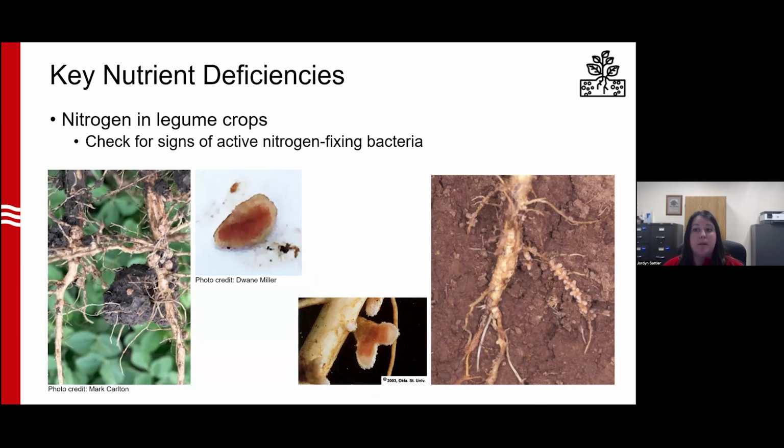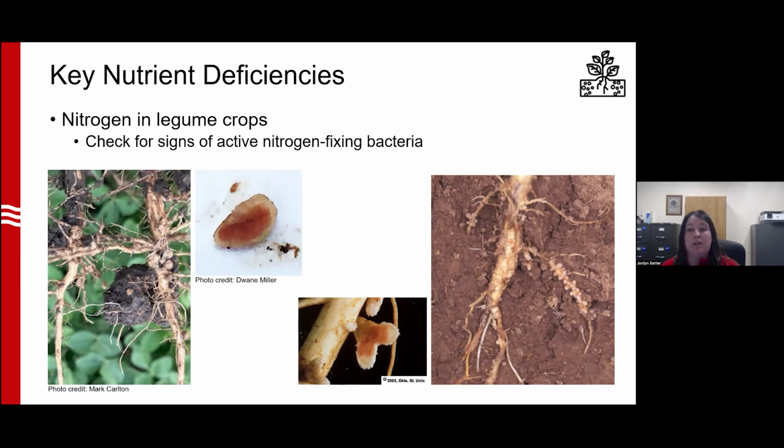There are times though when we want to make sure that relationship is working, especially if a field hasn't been soybeans for a number of years and now it is, and maybe we needed to apply an inoculant on the soybean seed to make sure that we were going to have that bacterial population to form those relationships.